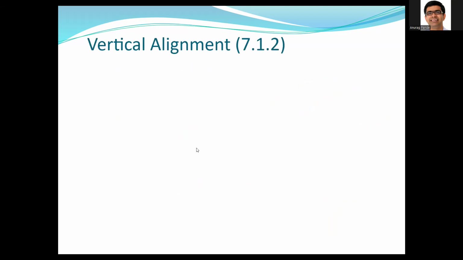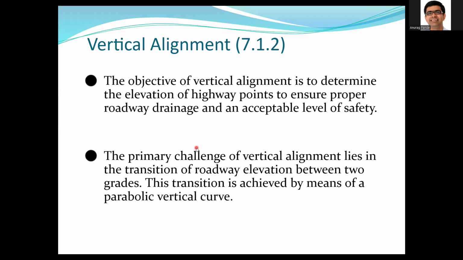So the objective of vertical alignment is to have elevation of highway points. So we want to figure out the elevation of different highway points. Okay, so in AutoCAD, we report it using AutoCAD so that when the construction crew or the actual people who are going to build that road know exactly what the elevation has to be.